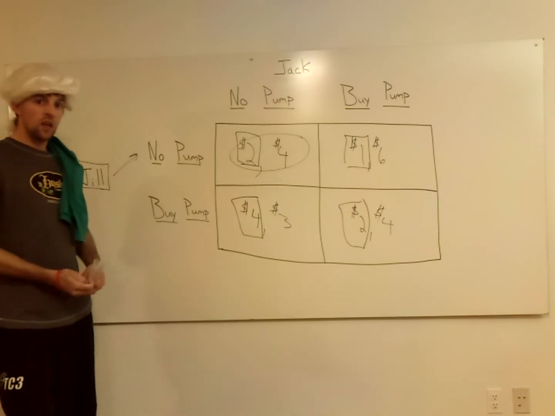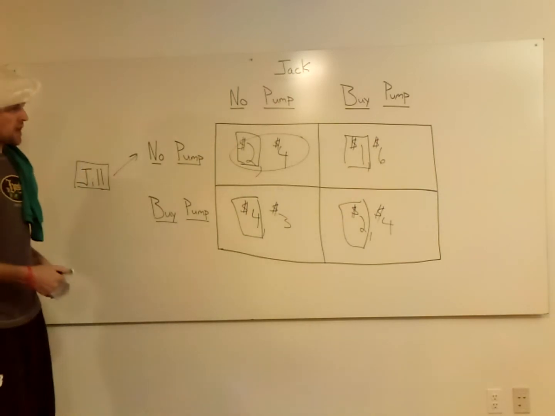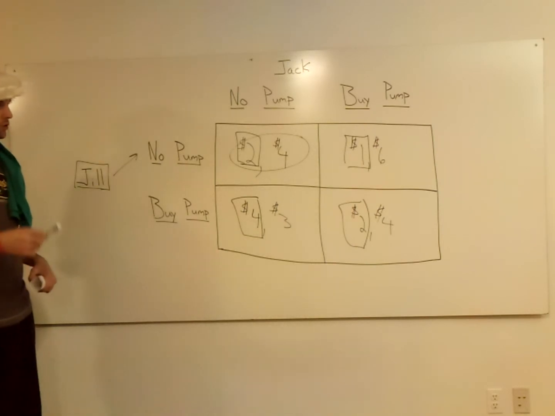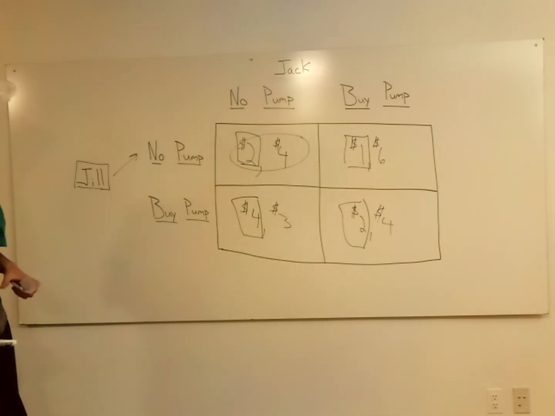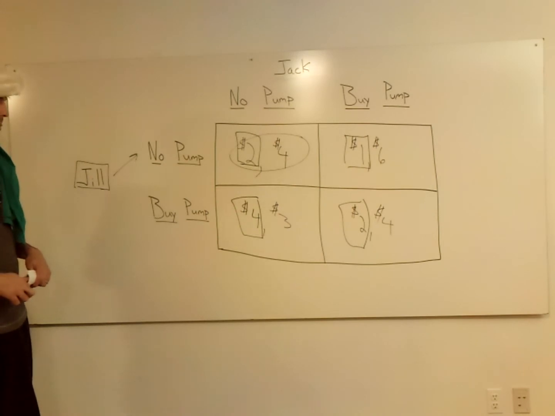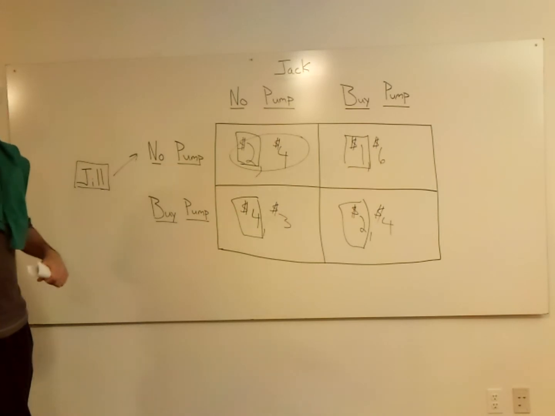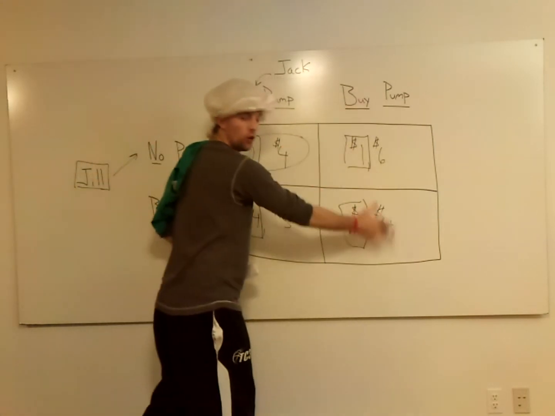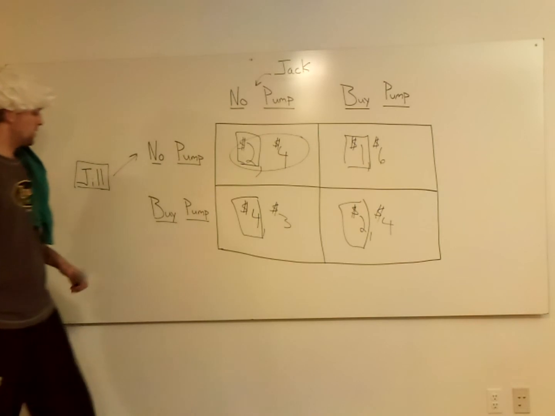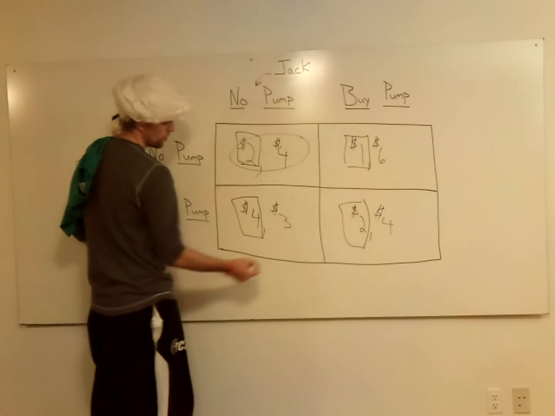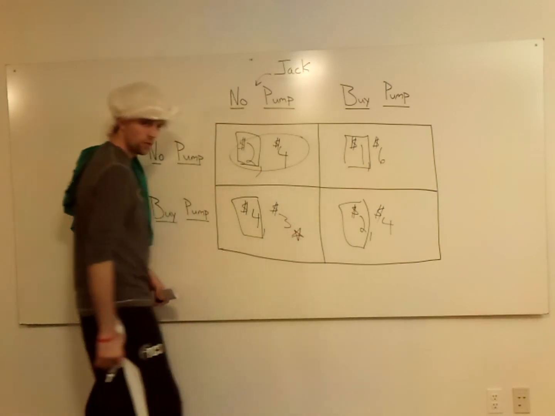See if you can figure out here: how much will Jack make if he chooses to go no pump and Jill chooses to buy the pump? Well, if Jack goes no pump, he's on this side. You don't even look over here. You ignore that. Jill's buying the pump, so I have to be down in this box right here. So the correct answer would have been 3.